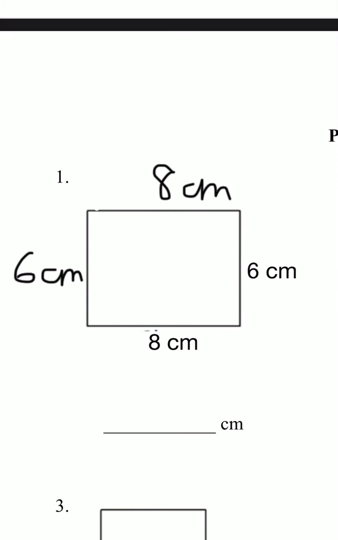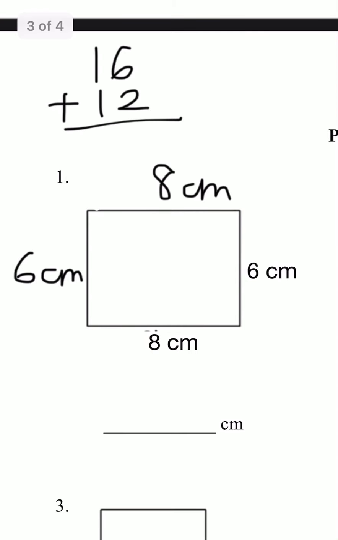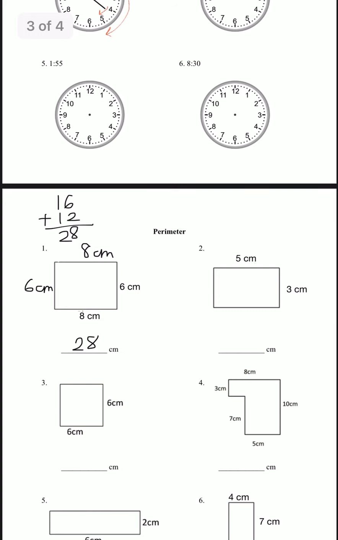So if we add, here we have 8 plus 8, that's 16, plus, now here we have 6 plus 6. That would be 12. 6 plus 2 is 8, and 1 plus 1 is 2. So the answer is 28. Let's try number 4.